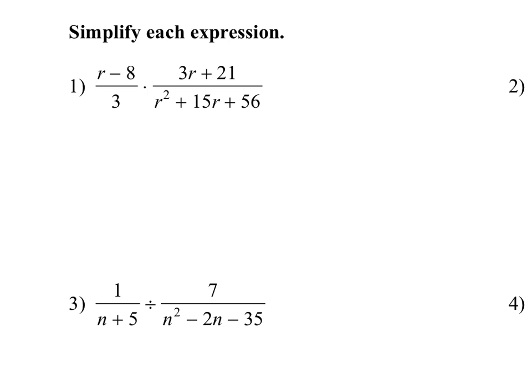So walking through this multiplying, I want to factor everything, so I can add a 3 here, so that's an r plus 7. Down here, what factors to 56 add to give you 15? So that's going to be an 8 and a 7.